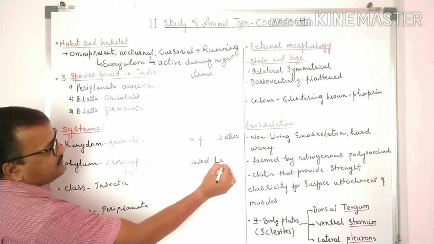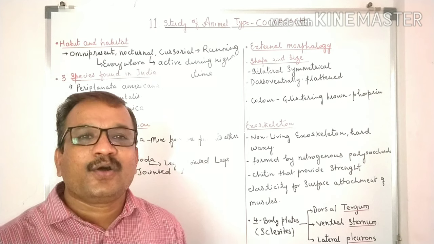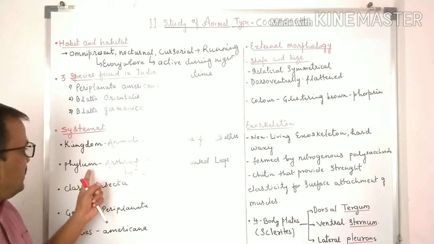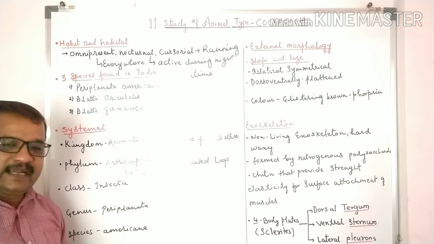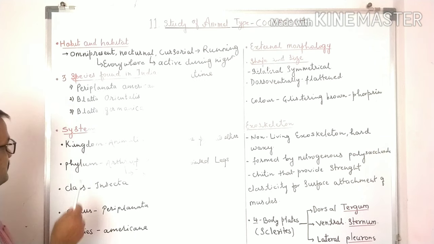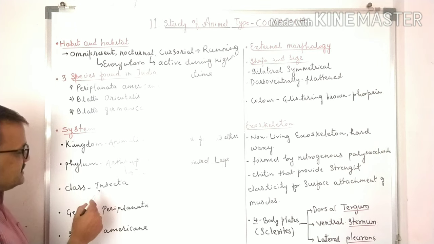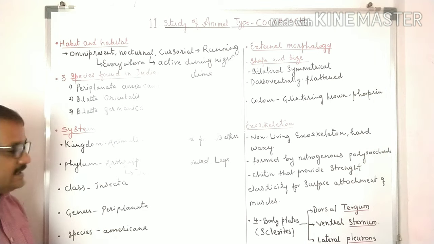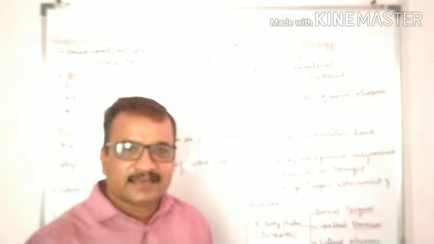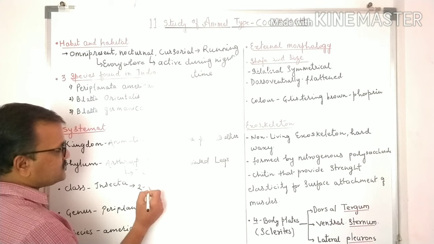So all the insects or all the animals which are present in the phylum Arthropoda will have jointed appendages. So appendages or legs will be jointed. Third one is class. In which class is cockroach present? It is present in class Insecta. And the characteristic of insects is what? We know that each and every insect has three pairs of legs.